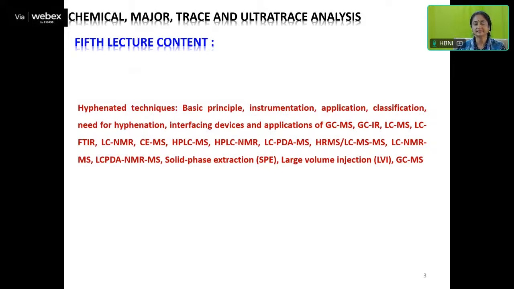So, hyphenated techniques: the basic principle, instrumentation, application, classification, need for hyphenation, and various interfacing devices and their applications like GCMS, GCIR, LCMS. Not all can be covered in this period of time, so we'll only look into the major instruments like GCMS, LCMS, and a few others.